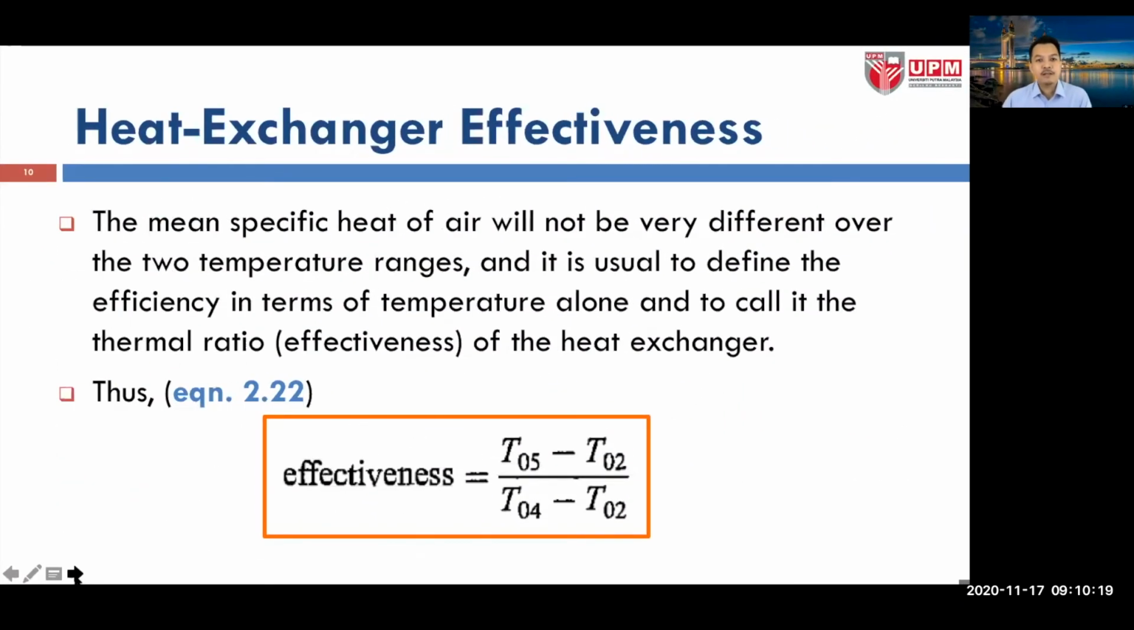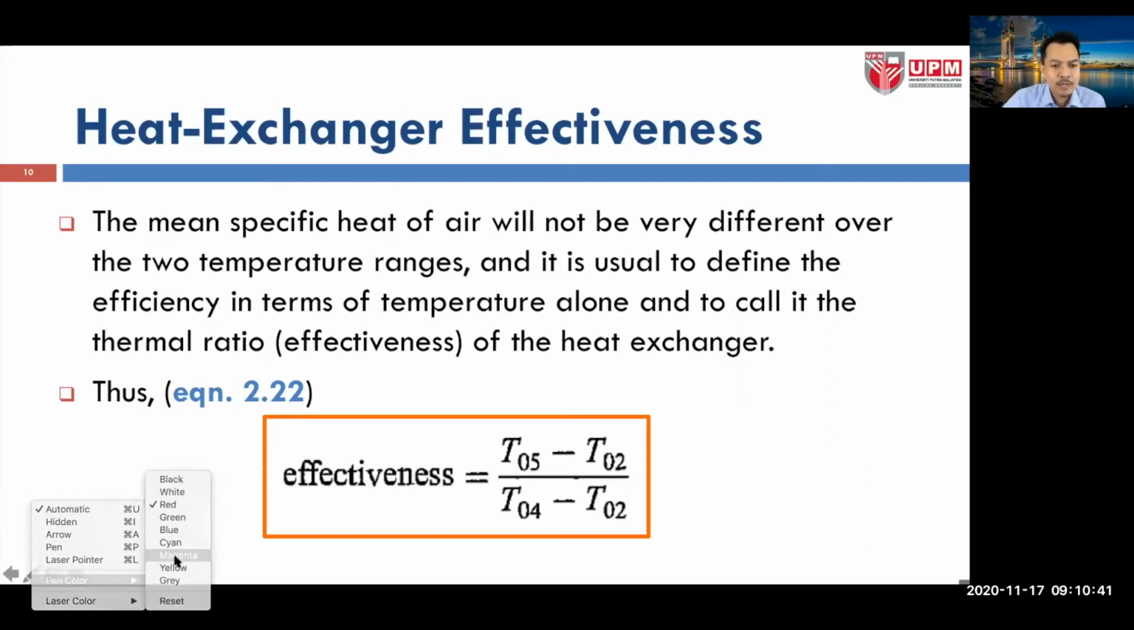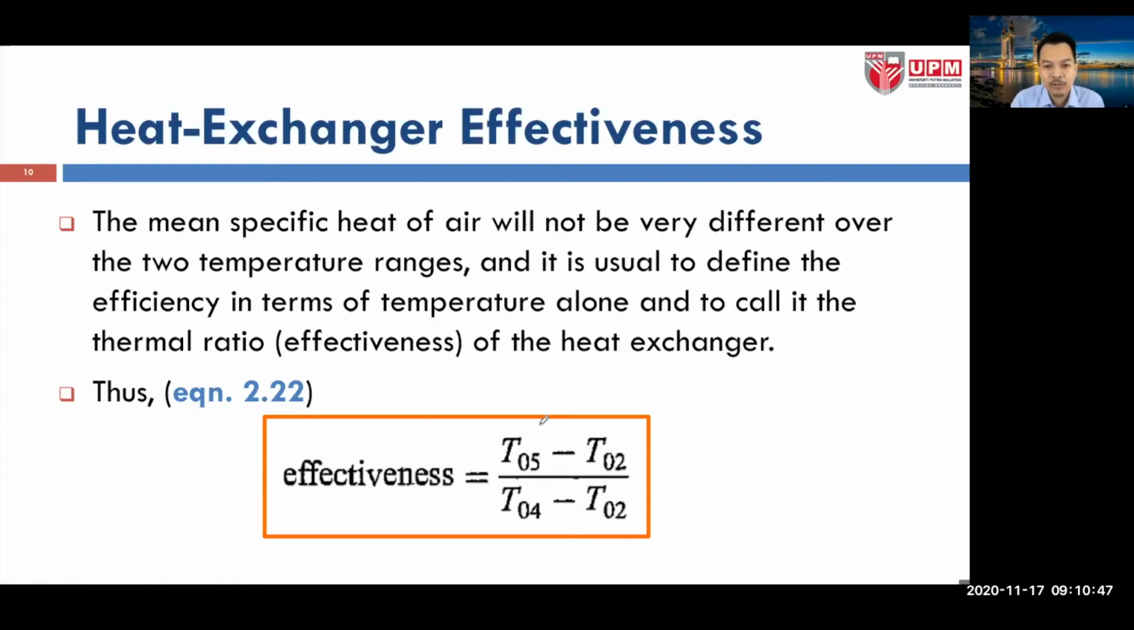So the mean specific heat of air will not be different over the two temperature ranges, and it is usual to define the efficiency in terms of temperature alone and to call it the thermal ratio, or the effectiveness of the heat exchanger. So we have the temperature components, right? We took temperature components TO5, TO2, TO4, and TO2, and then we call this the thermal ratio, the effectiveness.